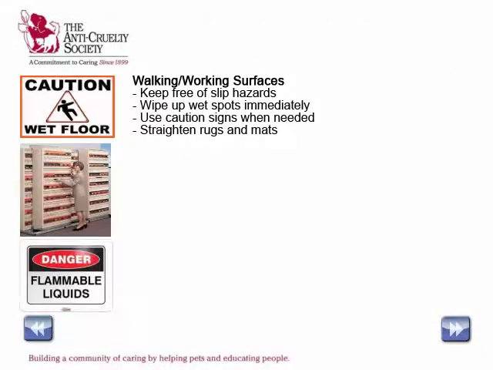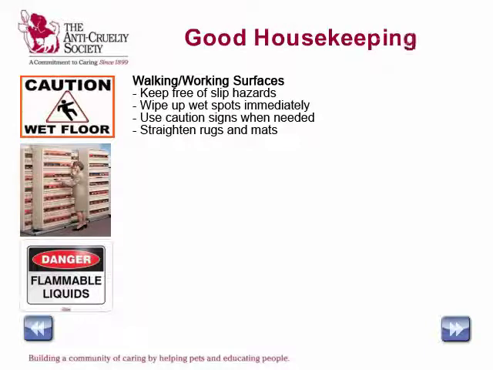Working surfaces should be free of potential slipping or tripping hazards, such as water, supply boxes, electrical cords, and foreign objects. Immediately wipe up wet spots on the floor, adhering to appropriate sanitation precautions. Use caution signs to barricade slippery and wet areas. Straighten or remove rugs and mats that do not lay flat on the floor.